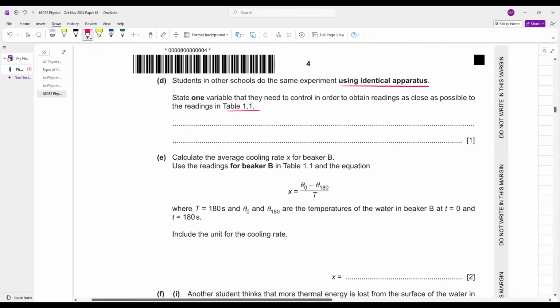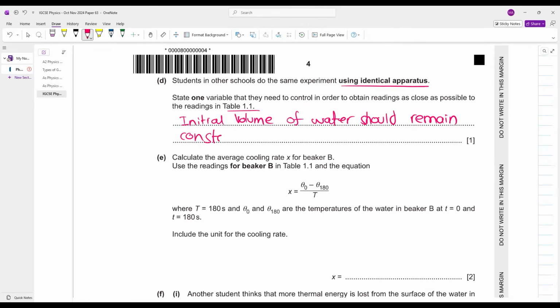The initial volume of water should remain constant. सिंपल. आगे बढ़ते हैं बेटा. Calculate the average cooling rate X for beaker B. Use the readings for beaker B in table 1.1.